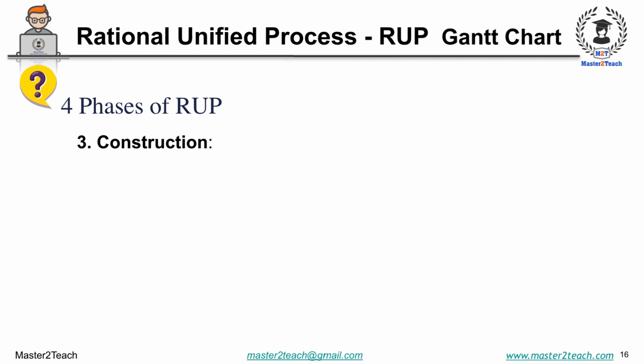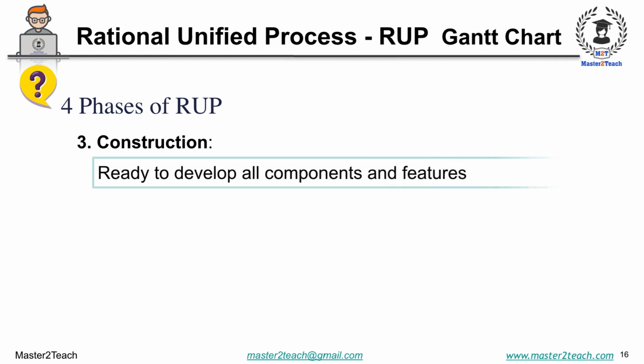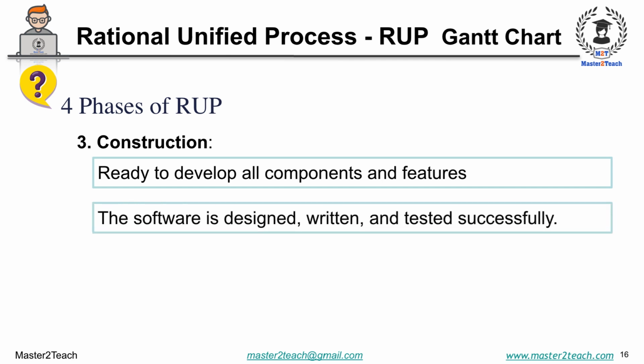Number 3. Construction. This is the third phase of the development process. At this stage, your team is finally ready to develop all components and features and integrate them into the product. It's a manufacturing process where your team focuses on managing resources to optimize costs, schedules, and quality. The software is designed, written, and tested successfully.